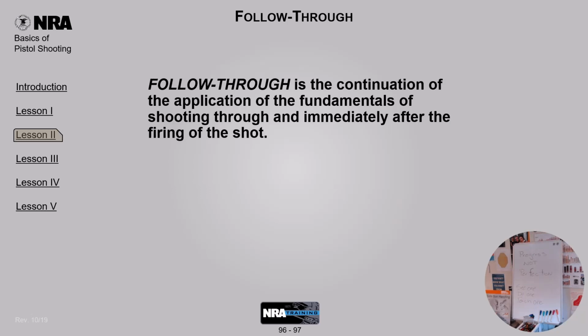All right, follow through is the continuation of the application of the fundamentals of shooting through and immediately after firing the shot. To shoot, you have created your grip, you've created your stance, you've lined yourself up with the target, you've placed your gun between you and the target, you've put your finger on the trigger, you've lined up your sights, you've squeezed the trigger, the gun has gone bang. You see your sights back on your target, your finger comes back off, you come back down. You're finally done. Follow through is maintaining everything that you did prior to the shot, after the shot.